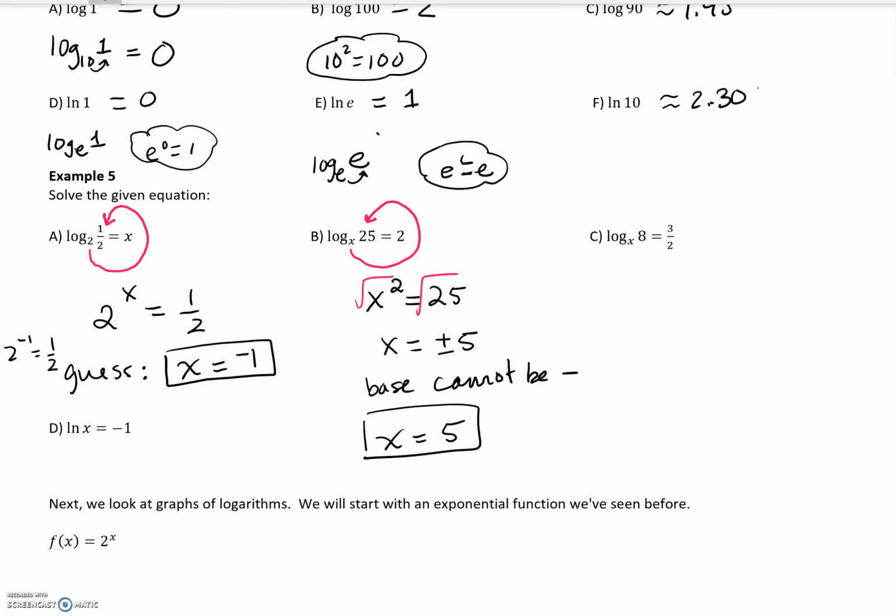Part C, pause the video and try that on your own, and then come back and check to see if you got the same thing I did. Okay, so if you applied the circle, x to the 3/2 must be 8.